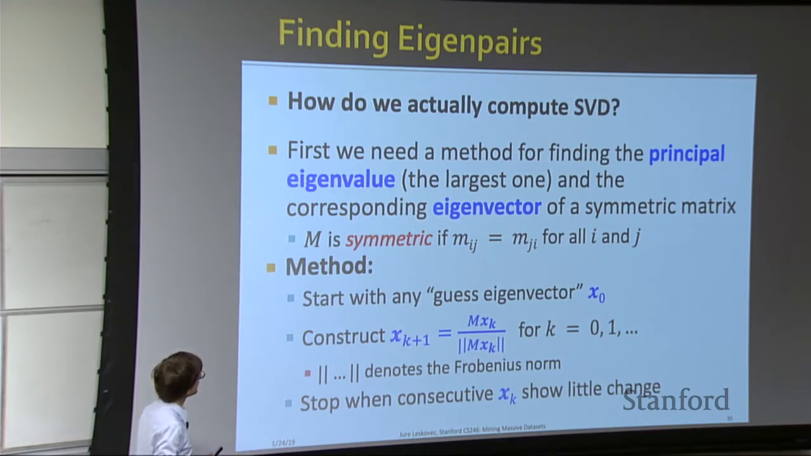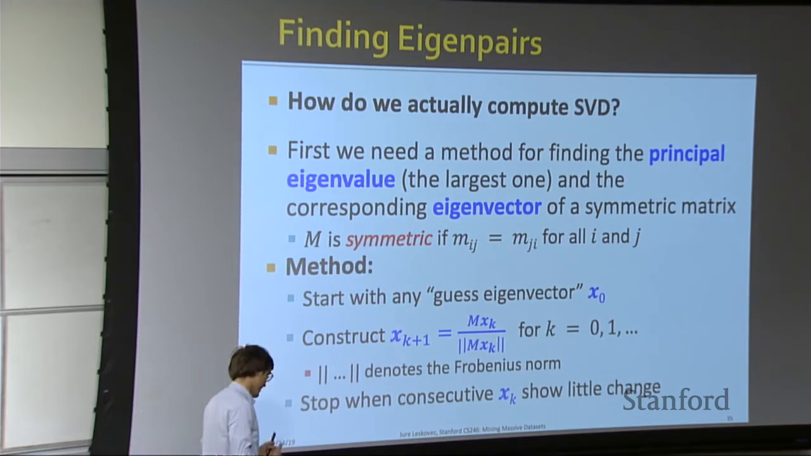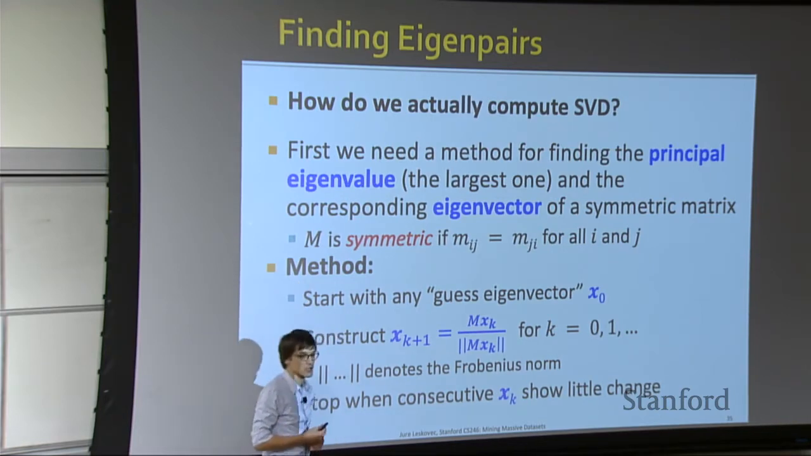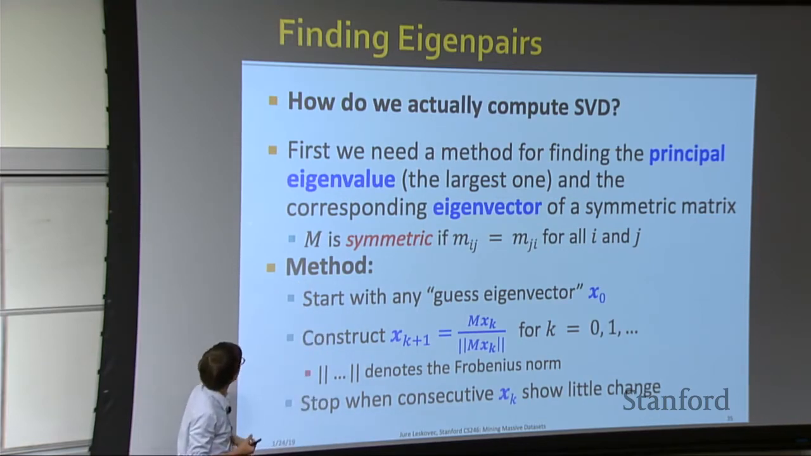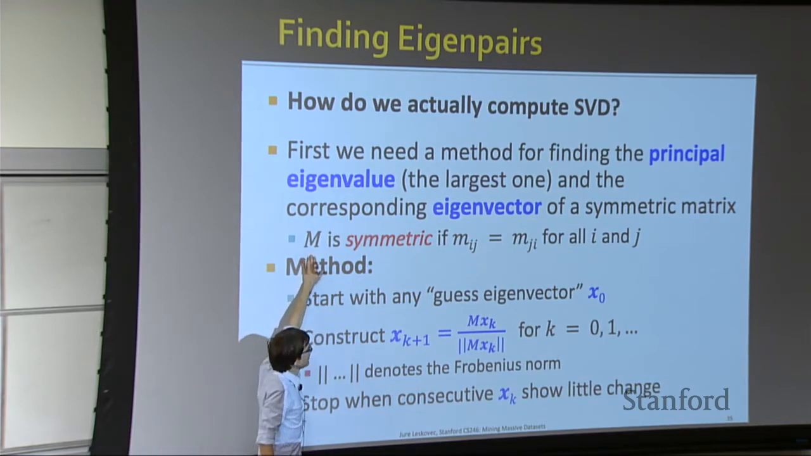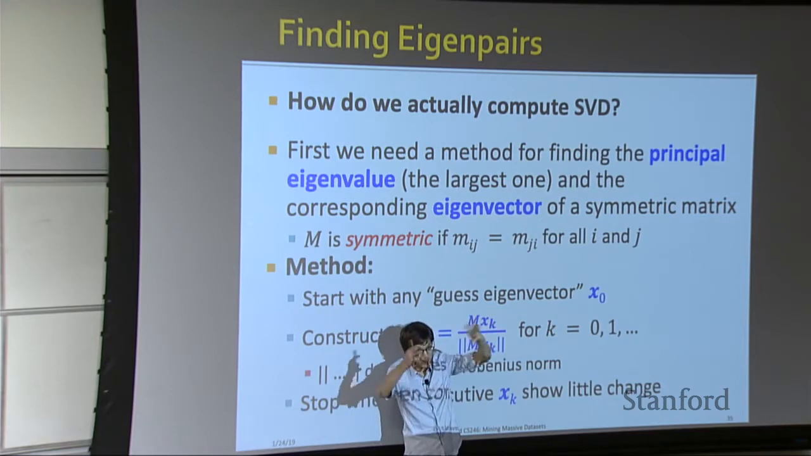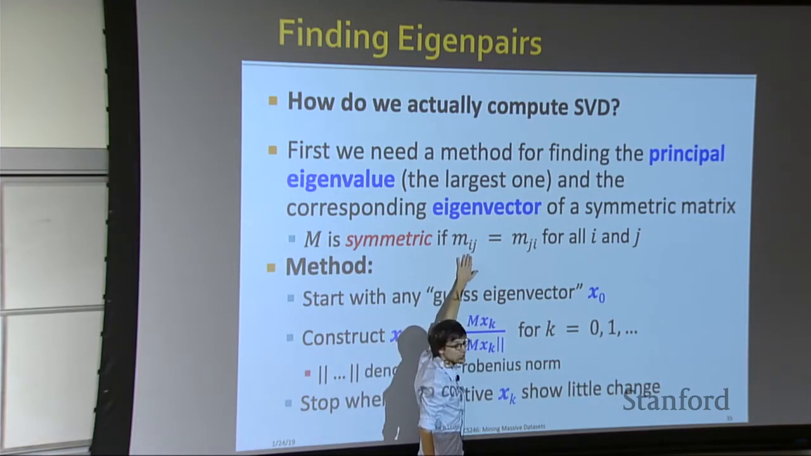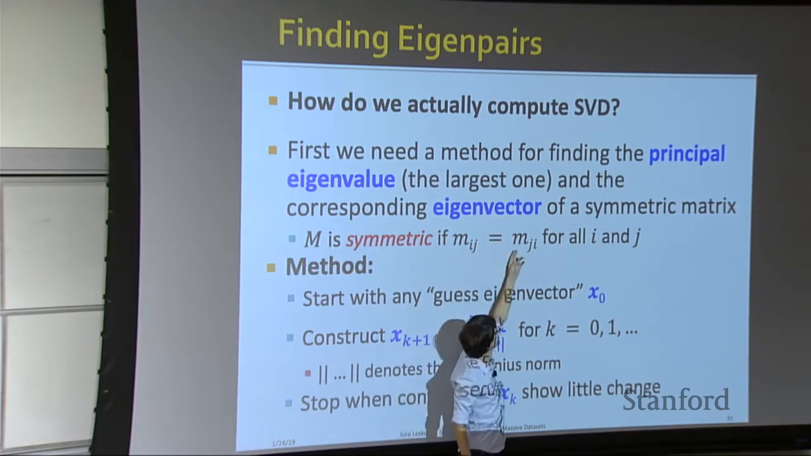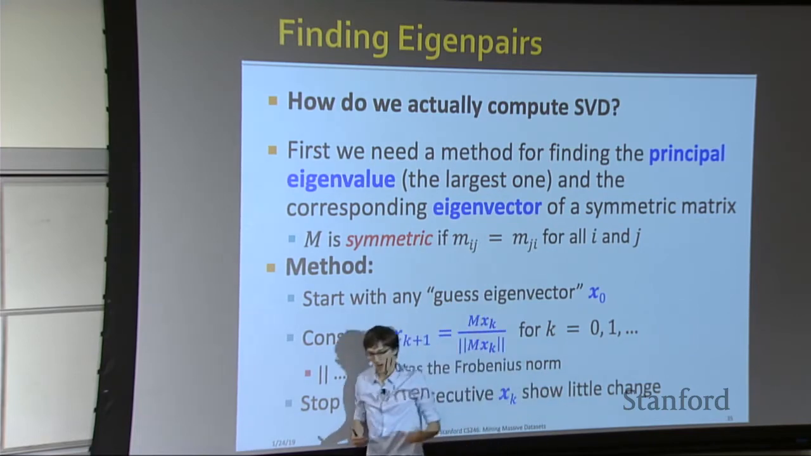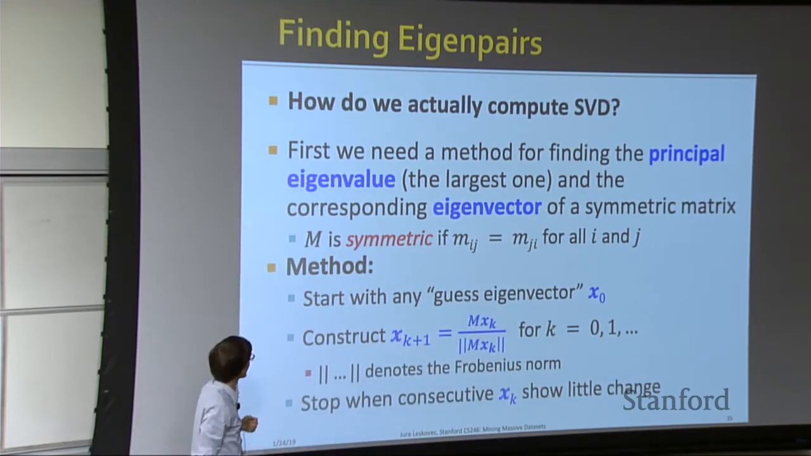So what we need is to find, before I show you this, I need to tell you how, if you take a square symmetric matrix, you find the principal eigenvalue and the corresponding eigenvector, right? So I'm taking some matrix M that is real valued and symmetric. Symmetric means that it's symmetric across the diagonal, right? That M_ij, the cell ij, has the same value as the cell ji. So it's kind of flipped across the diagonal.